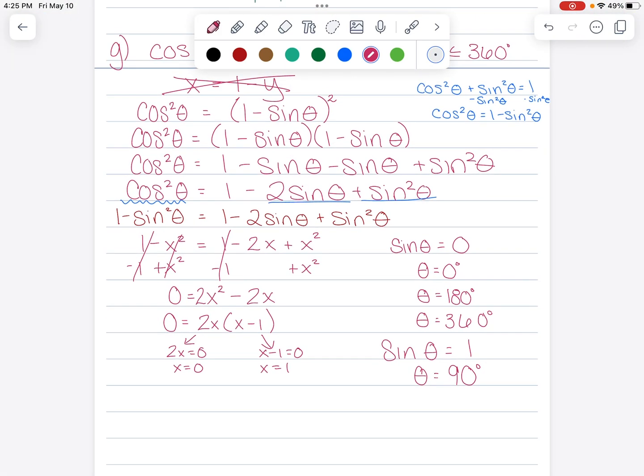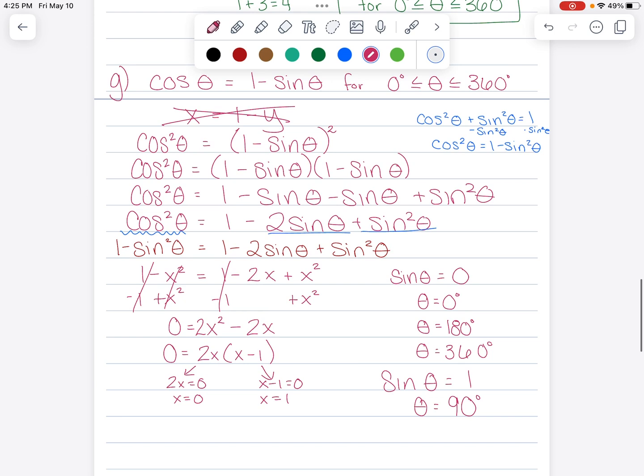Before I call in my final answer, do not forget to check. All the way back to the beginning is what you're plugging into. Cosine of 0 might be equal to 1 minus sine of 0. Cosine of 0 is 1. Sine of 0 is 0. Yes, that one works. And here's the nice thing. If 0 works, 360 has to work, because they're coterminals.